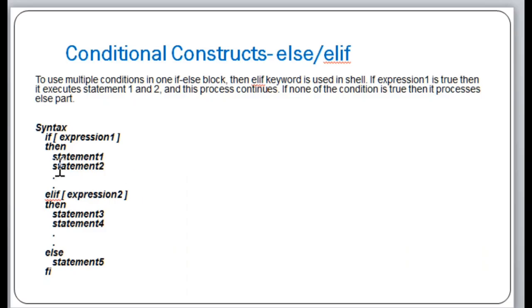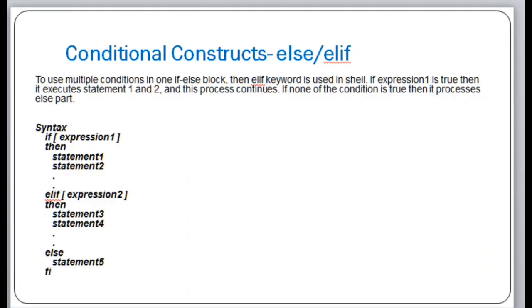Else if expression 2 is true, then statement 2 and 3. If neither of these are true, else do statement 5. So if this is true, then do these. Else if this is true, then do these two. If neither of these are true, else do this. End, fi. Remember, if statements are ended with fi, it's just if in reverse. An easy way to remember that is finish.